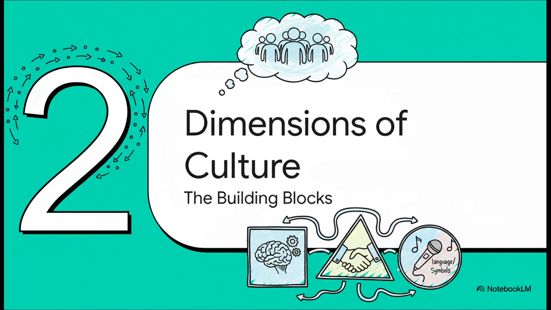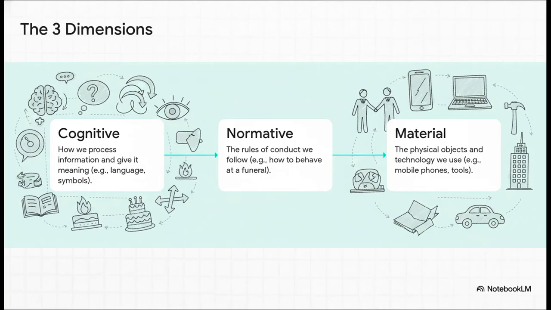Okay, so we've got a handle on what culture is. Now let's break it down into its main parts, or what we call dimensions. Think of these as the fundamental building blocks that make up our entire social world. First, we have the cognitive dimension. This is all about how our brain works, how we learn to understand things, like language, and give meaning to symbols.